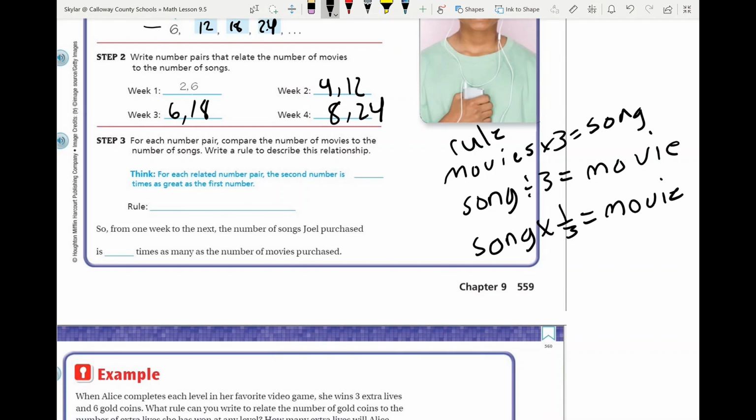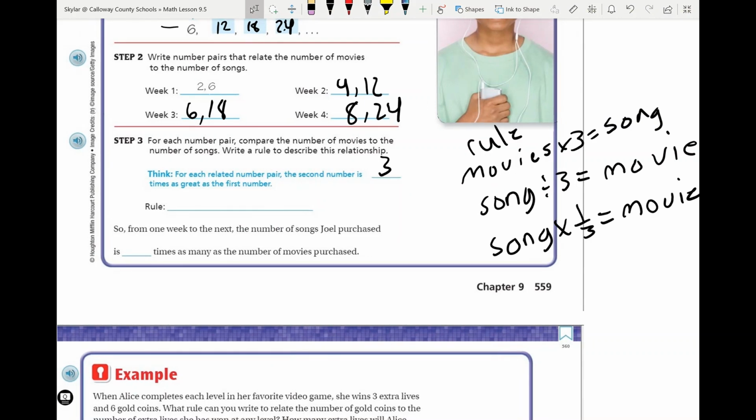And if you see, all of these rules are the exact same thing. It's going to give you the same answer if you just plug in the number of movies into the movie spot and the number of songs into the song spot. So 3 times as great as the first number. All right. And you can use any of those for your rule.